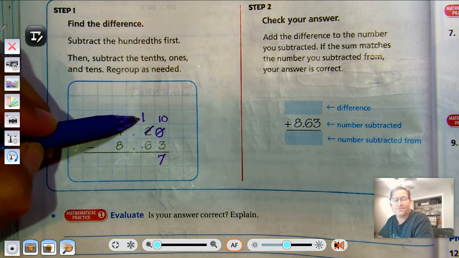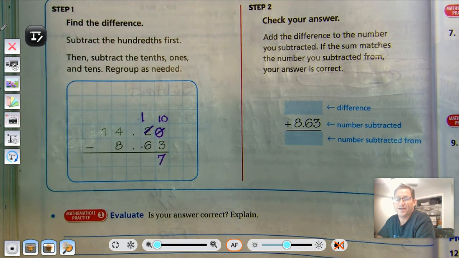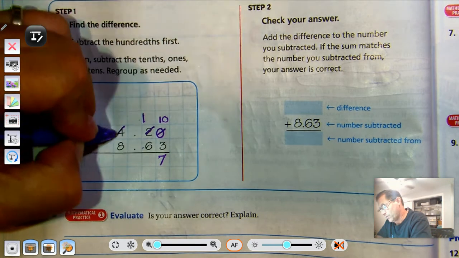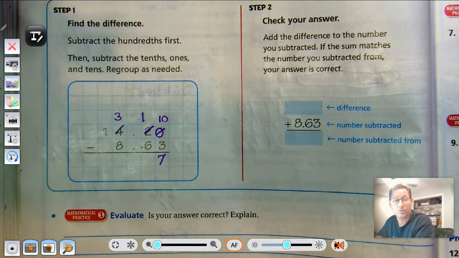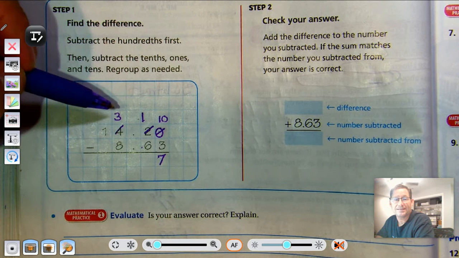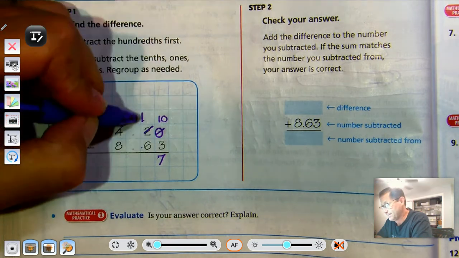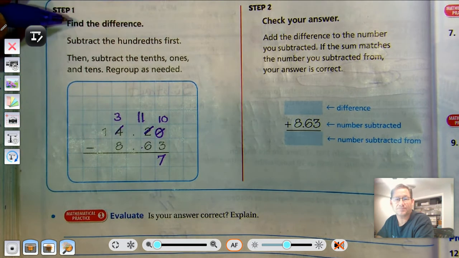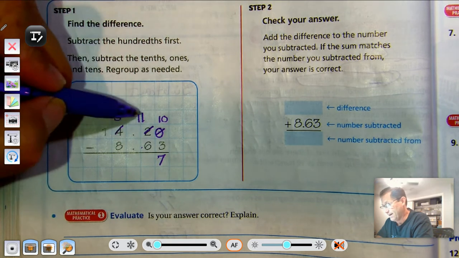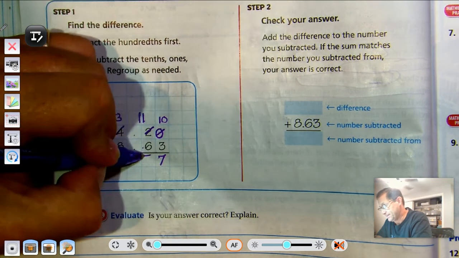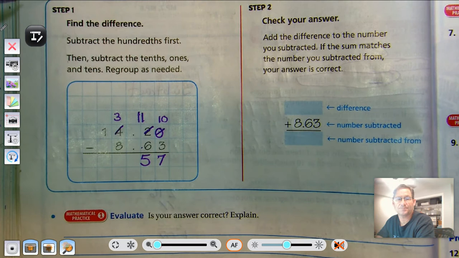6/10 taken from 1/10. We can't do that either, right? All right, so we're going to have to borrow from the ones place or regroup from the ones. We're going to take 10/10 from the ones and give it to the tenths place. So now we have 11 take away 6/10 gives us 5/10.